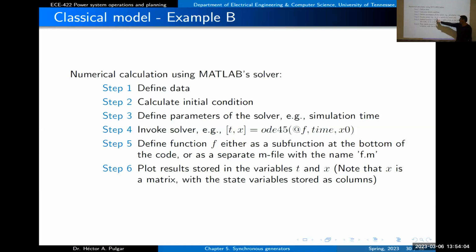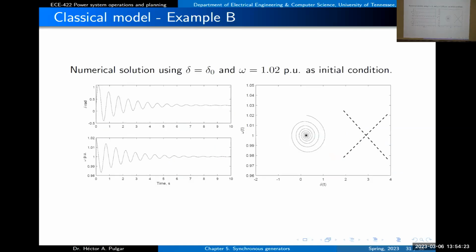And don't forget that t is going to be a column vector with the different times at which the state variables have been calculated. And x is going to be a matrix. Each column will correspond to a specific state variable. So we did that. We have a Matlab code, and these are the results we got.